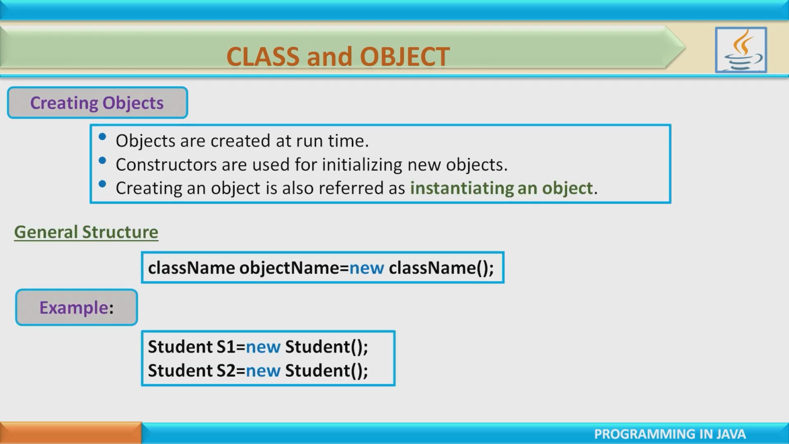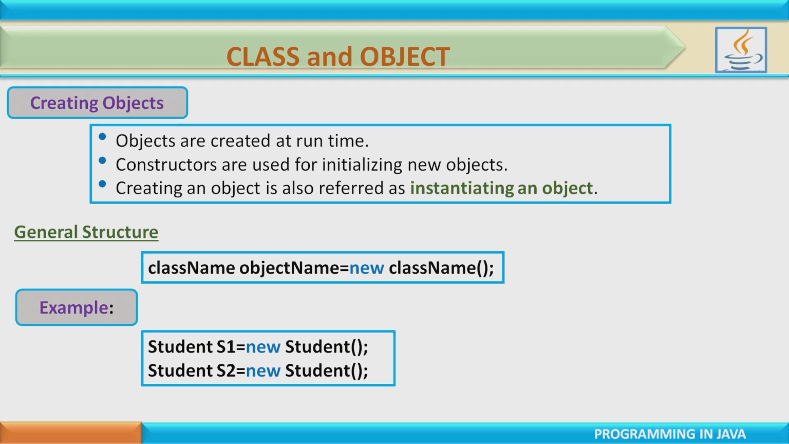Creating an object. Objects are created at runtime. Constructors are used for initializing new objects. Creating an object is also known as instantiating an object. Coming to the general structure for creating an object, we have to specify the class name, followed by the object name, the assignment operator, and towards the right hand side, the new operator is used for allocating the memory, and then the class name, opening bracket, closing bracket, terminated by a semicolon.